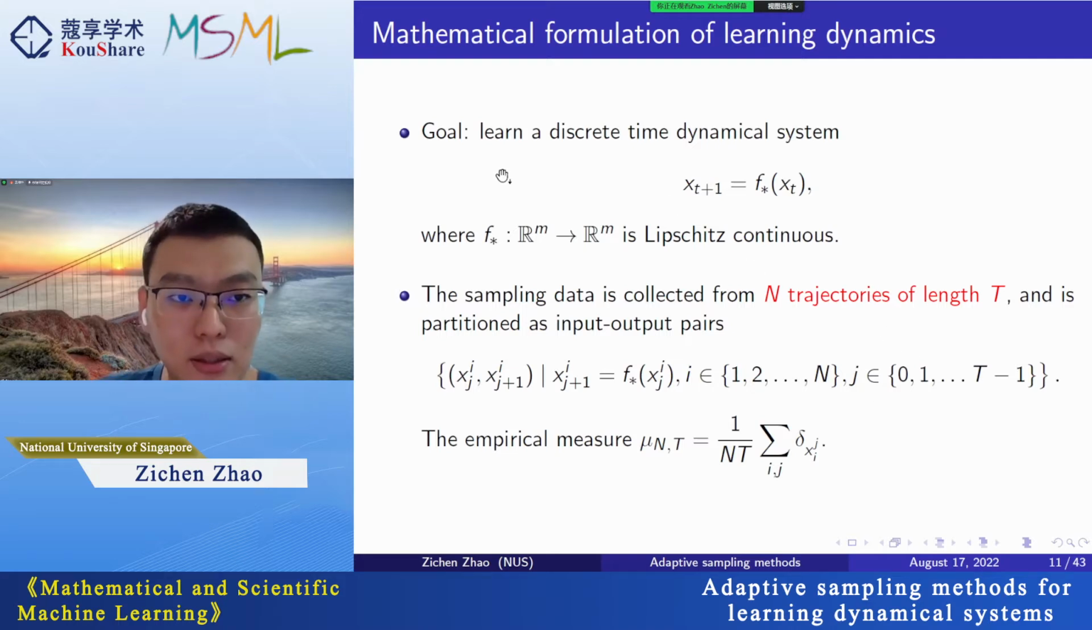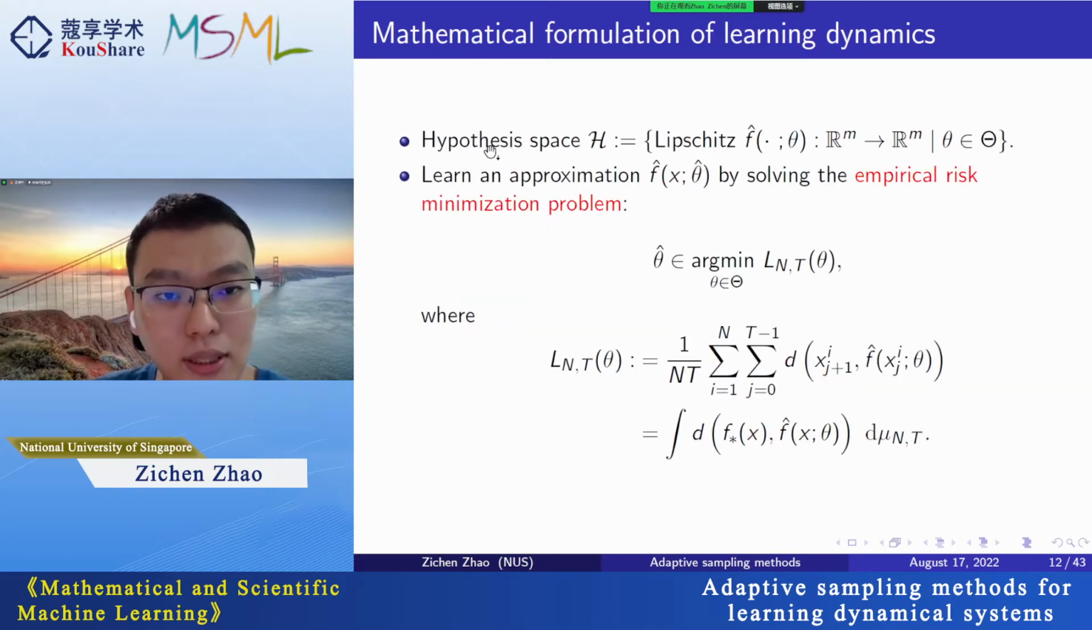And next, the second step, learning. We build up some hypothesis space H. Here we only have one assumption: that all the functions in H are Lipschitz functions.